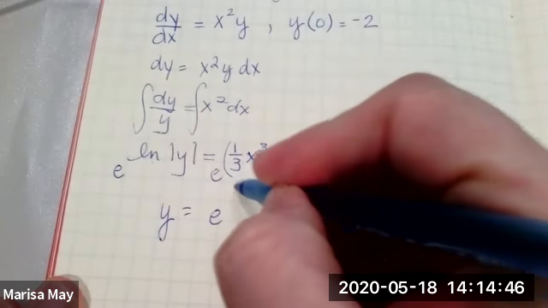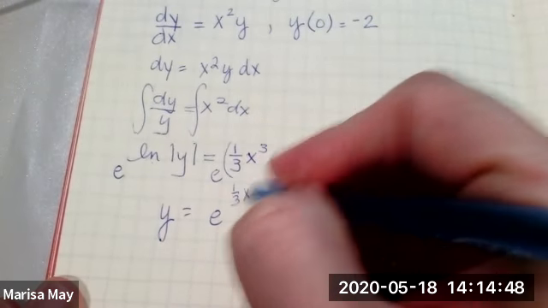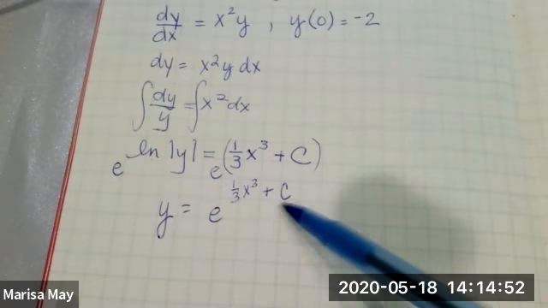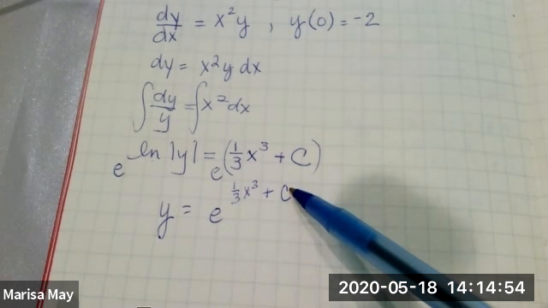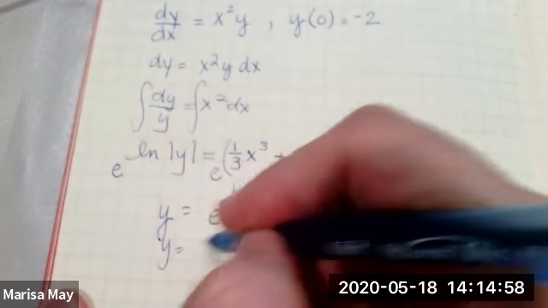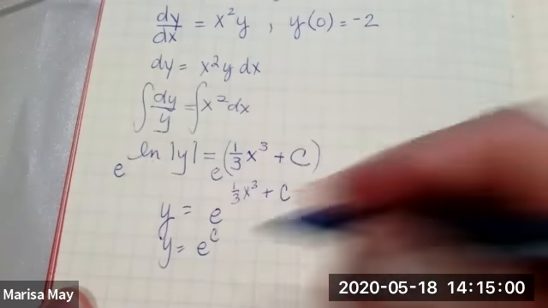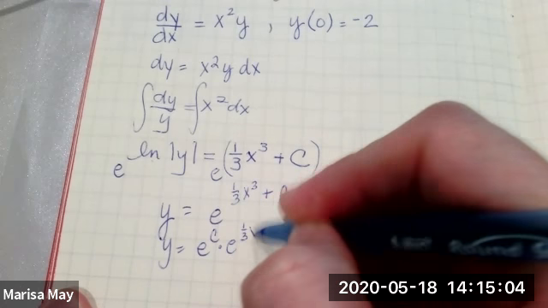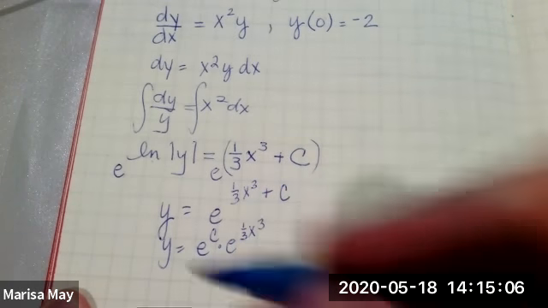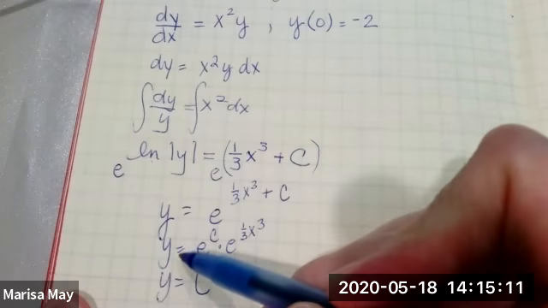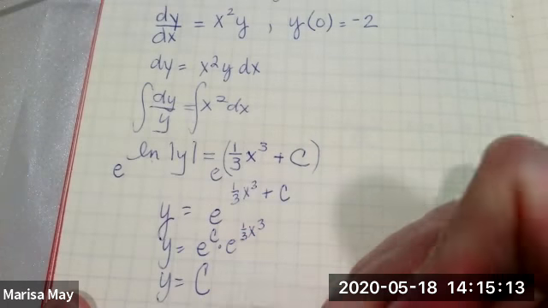Now over here, it looks kind of complicated, but I want to simplify it a little bit. So I need you to think back to when we add exponents, we were actually multiplying the bases. So I've got e to the constant times e to the 1/3 x cubed. So many times you'll see it written as a big constant, because e to a constant is still going to be a number.